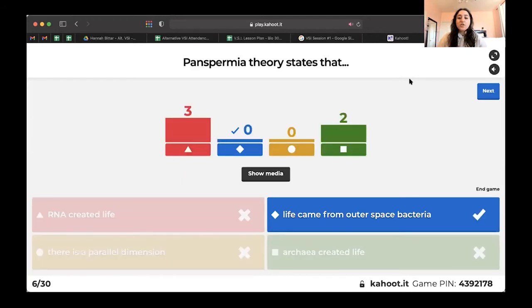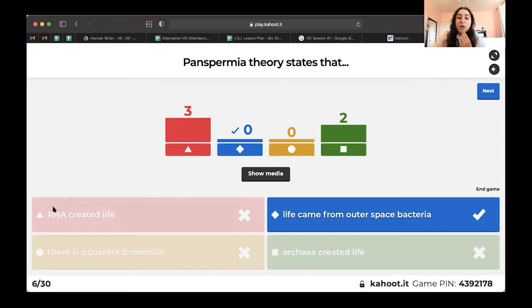Okay, so panspermia, we did learn about this, so maybe you guys just forgot, but panspermia is just a theory stating that life originated from outer space, like bacteria came from outer space, and that's how we have life. So all of the rest are just not valid answers. It's panspermia stating that life came from outer space bacteria. So write this in your notes. I'd encourage you to take notes of these because it might show up on the test.